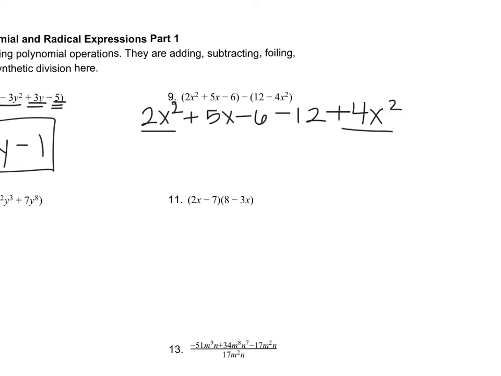So we have 2x squared plus 4x squared, which is going to give us 6x squared. 5x doesn't have a like term, so it stays plus 5x. Then we have negative 6 minus 12, which is going to become minus 18.